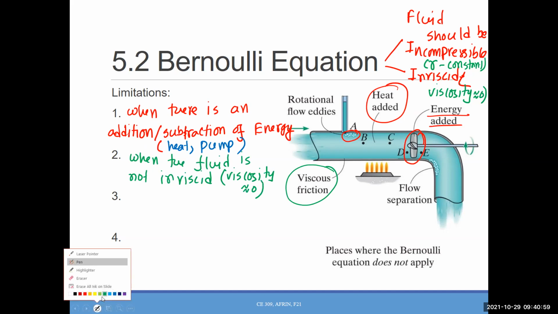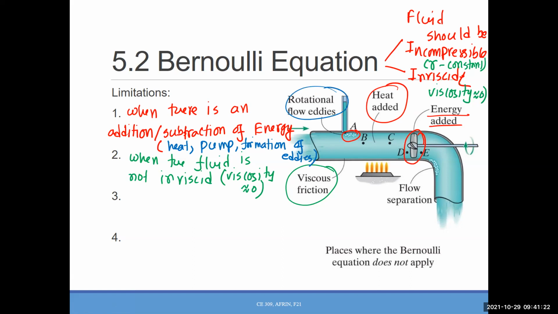Oh, for the first one, you can also write down friction, like eddies, that will actually take energy out of the flow also. So that is another thing, the formation of eddies. So we are done with this one, friction.